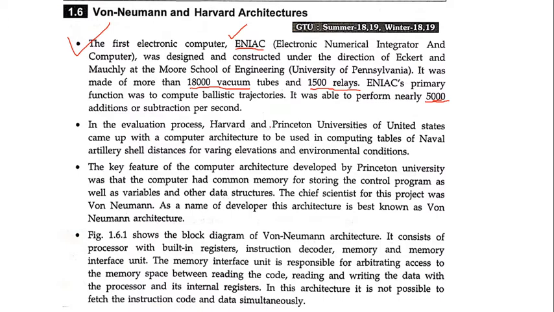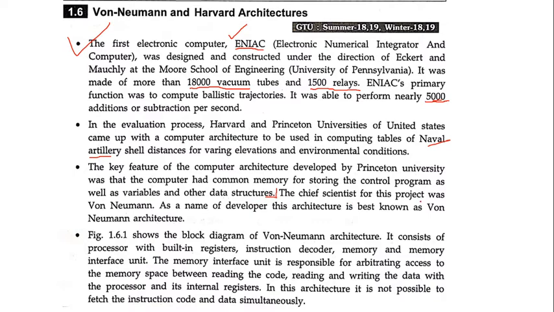Now in the evolution process, Harvard and Princeton Universities of the United States came up with the computer architecture to be used in computers for naval artillery shell distance tables, varying with the evaluation and environmental conditions. So the key feature of the computer architecture developed by Princeton University was that the computer had a common memory for storing the control program as well as variables and other data instructions.